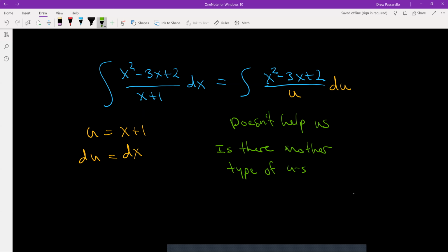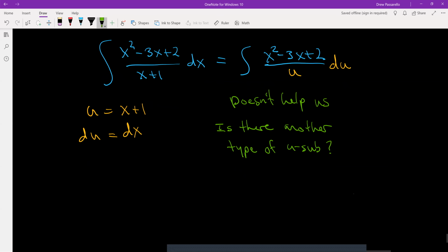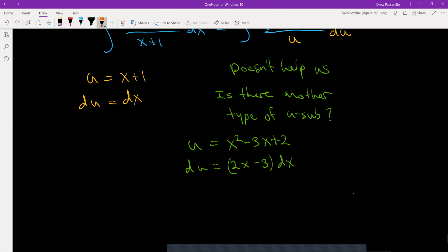And we've been using u substitution. Well, what if I let u be the top part, the numerator? So if I let u be x squared minus 3x plus 2, its derivative du is equal to 2x minus 3, and then dx. That's not really going to help us either, because I don't have anything involving 2x minus 3. Nothing in the integral deals with this.